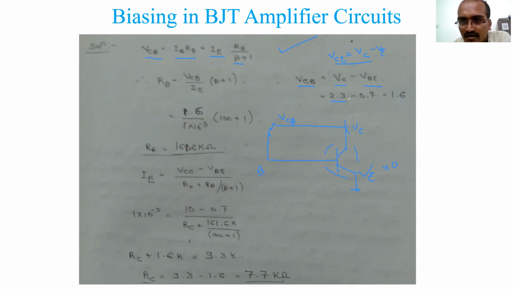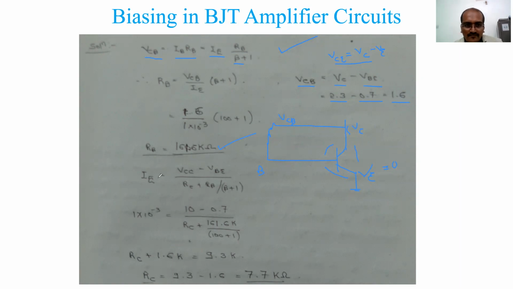This is given in the problem. VBE is silicon transistor, 0.7. So you got VCB 1.6. Now VCB is known, beta value is known, IE is known, so you can calculate RB. RB can be written as VCB by IE into (beta plus 1). So VCB is 1.6 divided by IE, which is 1 milliamp, times (beta plus 1), 100 plus 1. When you calculate, you will get 161.6 kilo ohm. Okay, so it is 161.6 kilo ohm.